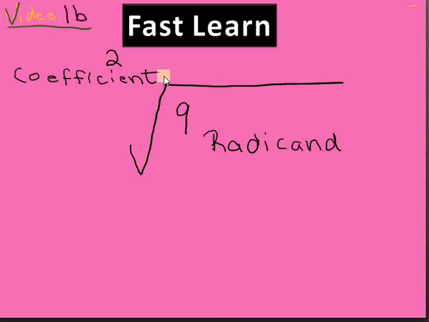In the square root, we have a number inside, which is called the radicand. On the outside, this little small number on the corner, it could be a 3, 4, but in this instance, we're dealing with square roots. The coefficient is 2. Okay, it's a square root.